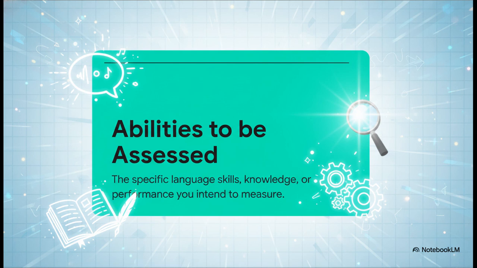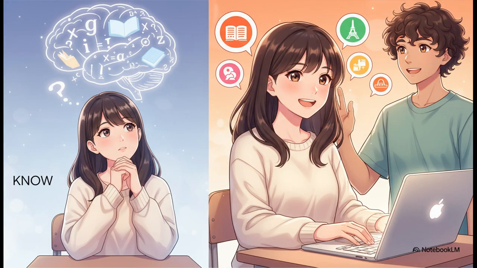For instance, are you testing if a student can use the past tense when they're talking? Or are you testing if they can just spot it in a sentence? Those are 2 totally different skills, and that distinction is absolutely critical. And here's a huge takeaway. Your objectives need to be all about what a student can do, not just what they know. The focus has to be on performance.